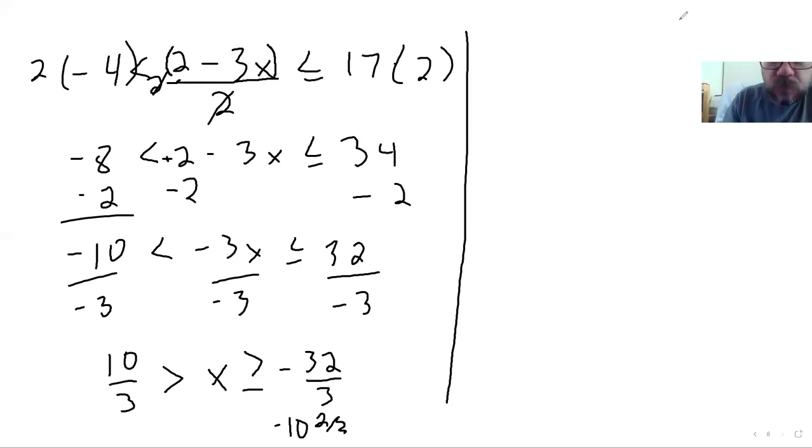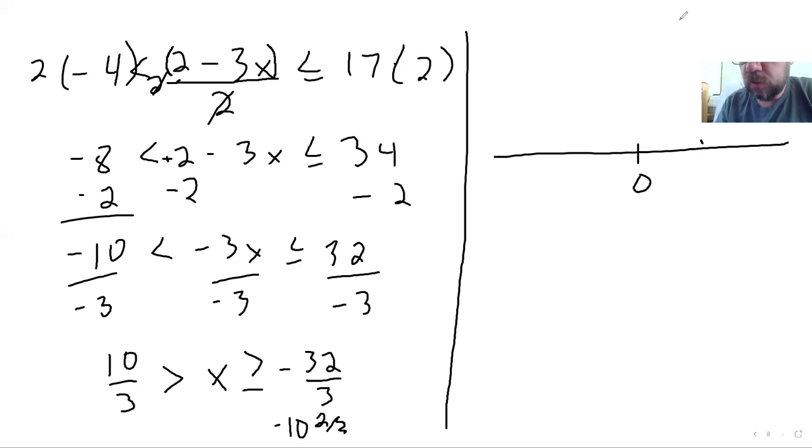Okay. So I want to look at a number line for a second. And the number line I'm going to look at is going to have these things on it. So let's do this. So here's 0. 10/3 is over here somewhere. 10/3 and -10 2/3. So this is 3 1/3, right? So -10 2/3 is way over here somewhere. It's not to scale. -10 2/3 is way over there somewhere.